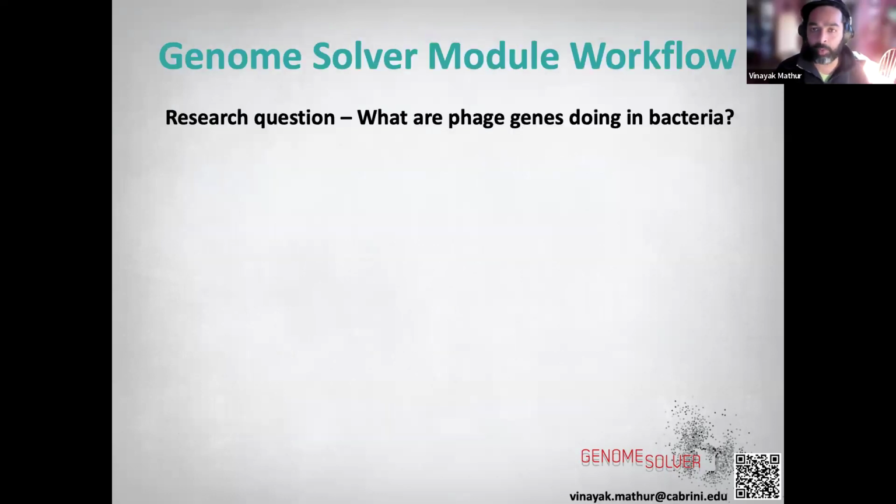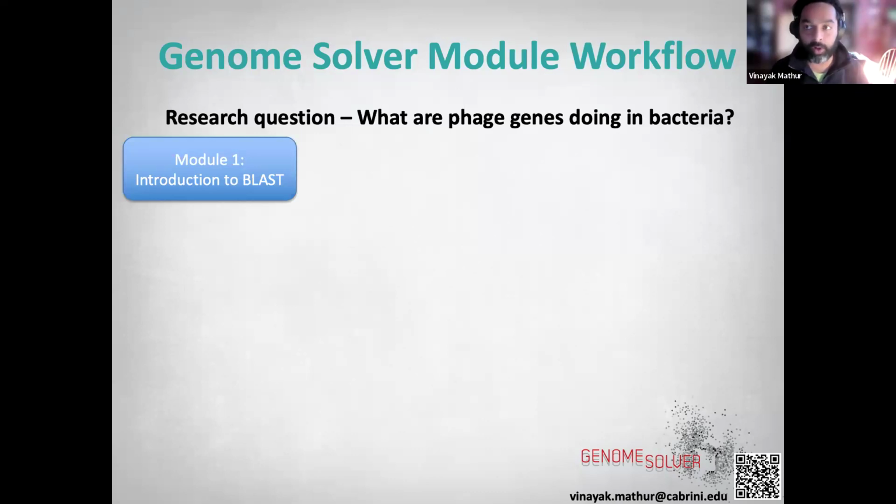So what does the modular workflow look like? The big research question that we're asking in this project is about horizontal gene transfer. There are some phage genes that are found in bacterial genomes, and we're thinking about what exactly those phage genes are doing there and trying to figure out their functional role. I'll run you through some of the modules that we have, which you can either use in totality or use whichever ones are relevant for your course.